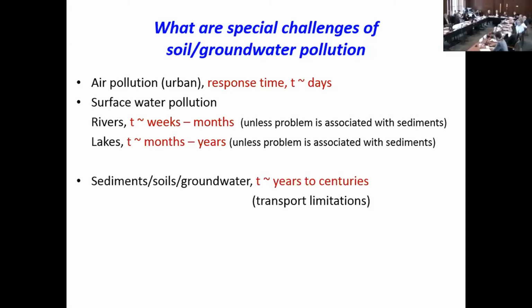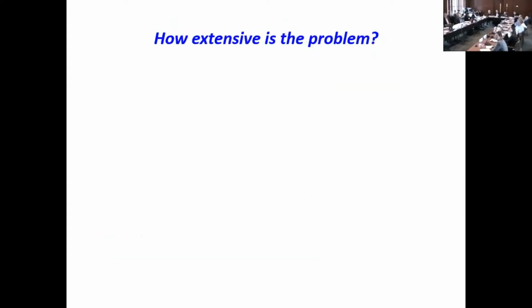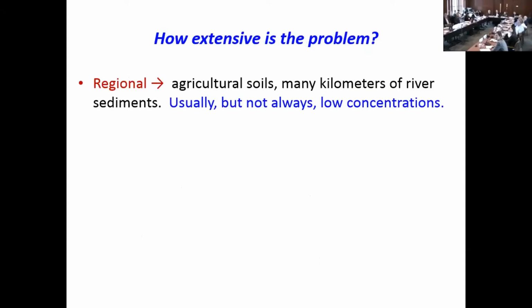Now, soils and groundwater, we're talking about years to centuries. So it's a very slow process, it's very diffusion limited. So when we look at transport processes and remediation, with short time constants, we can address the source. With long processes like groundwater and soil, we need to address the source and the pollutants themselves. How extensive is the problem? We can look at regional problems, agricultural, usually at a watershed scale, many square kilometers, usually very low concentrations.